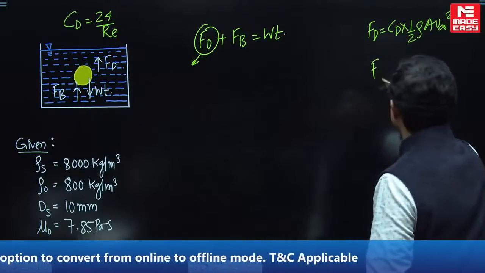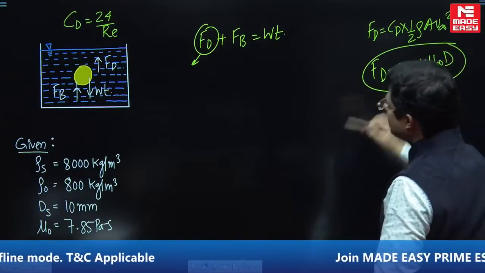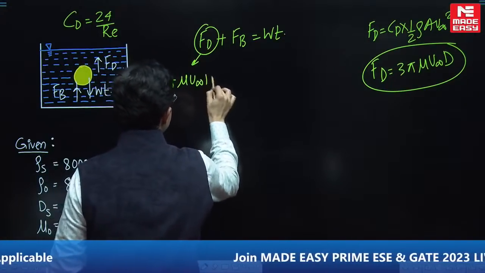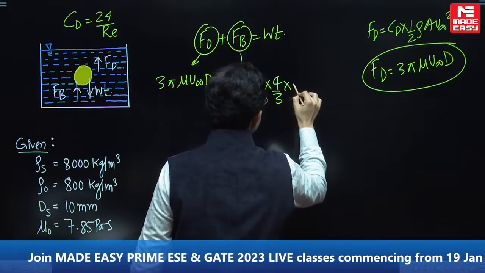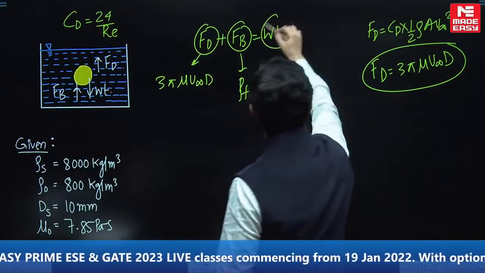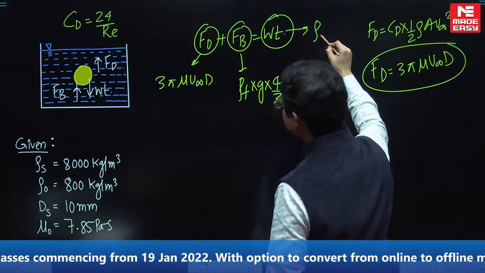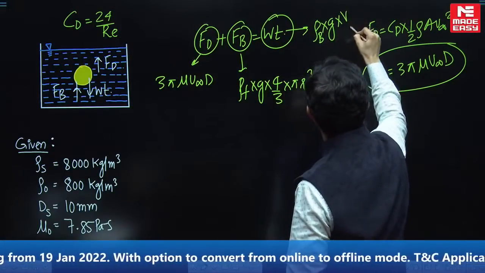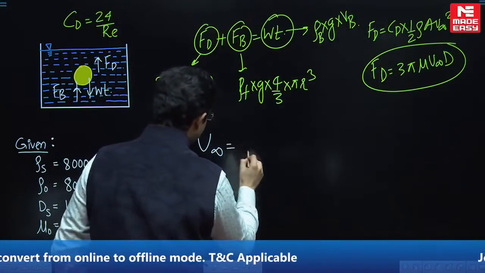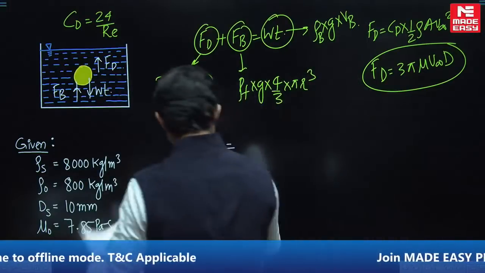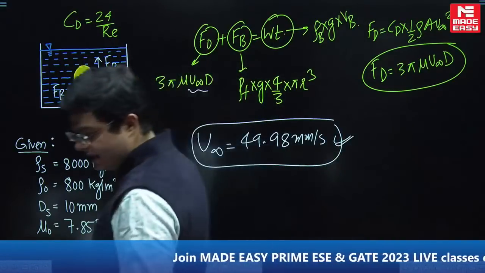When you put in everything you would have studied in classroom, the drag force over a sphere settling down in a tank is 3 pi mu u infinity into diameter. Buoyancy force is rho of the fluid into g into 4 by 3 pi r cube, and the weight, as it is completely submerged, will be rho of the ball into g into the volume of the ball, which is again 4 by 3 pi r cube. Clear guys? So from here, find the value of terminal velocity, U infinity. Let me tell you the answer. It will come out to be 49.98 mm per second.